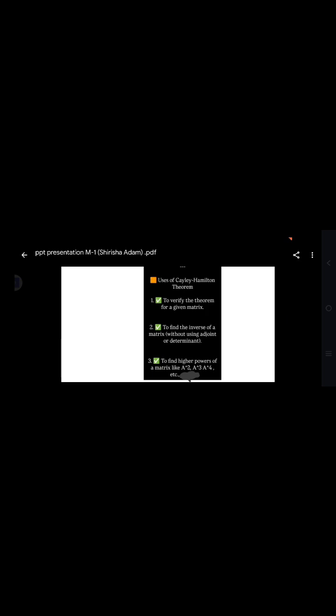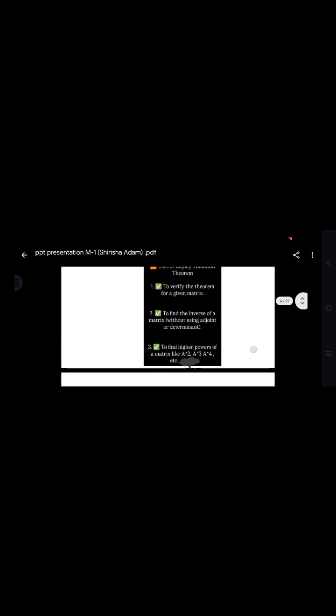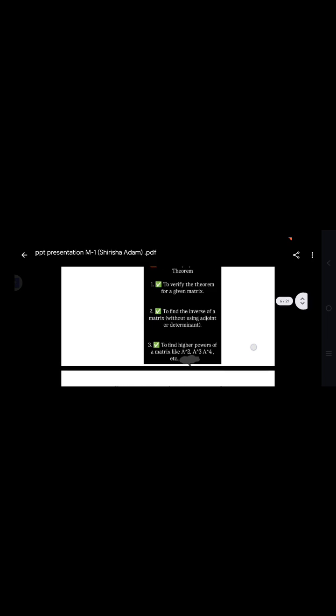I have taken an example to understand the Cayley-Hamilton theorem, and I am going to explain three types of questions in one question. That is, to verify the Cayley-Hamilton theorem, it is the first question; find A inverse, it is the second question; and A raised to 4 of the given matrix, it is the third question.